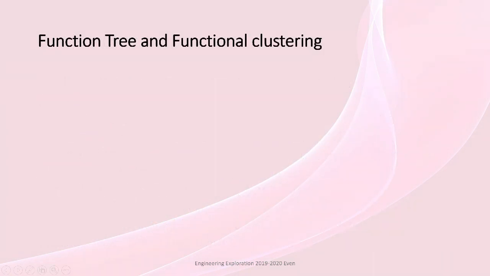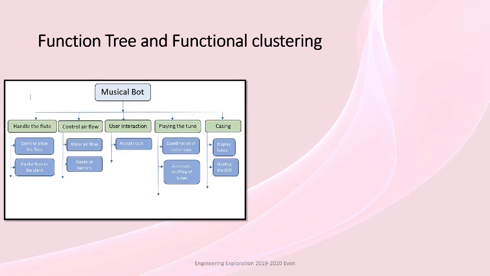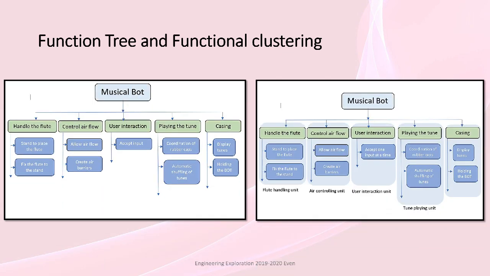Function tree and functional clustering. We have divided the entire functioning of our system into 5 different categories. The first one is the flute handling unit. This includes fixing of flute to a firm immovable stand. Second one is the air controlling unit, which includes the air blower that blows controlled air to the flute. It also governs the creation of barrier after a particular tune is completed.